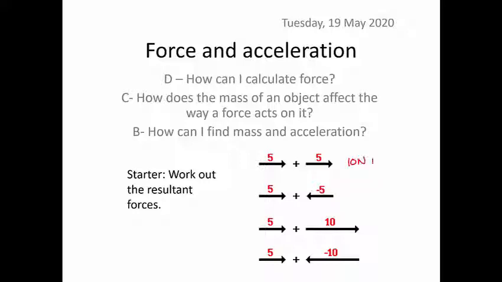Okay, so for the first one, you should have got 5 plus 5 gives you 10 newtons to the right. Second one, 0 newtons. The third one, 15 newtons to the right. And the last one is either minus 5 newtons or 5 newtons to the left.